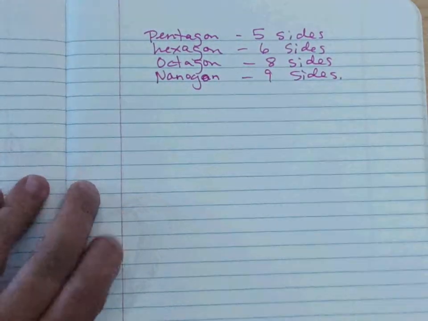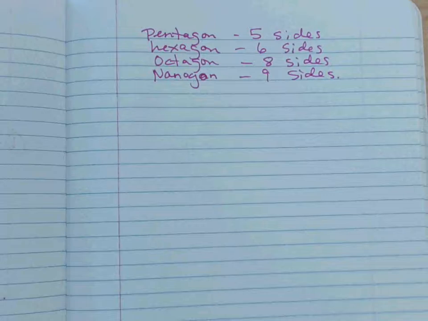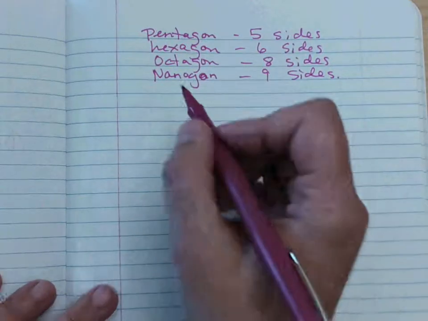So you can see it can continue on and on. Eventually you get so many sides that, if you had an infinite number of sides, well then that's going to end up looking like a circle, isn't it? It's just going to be too many sides.